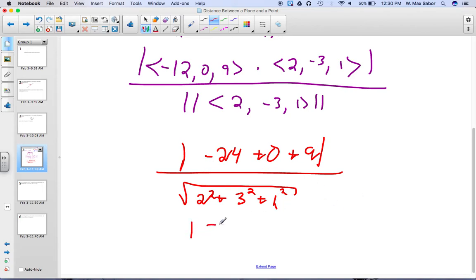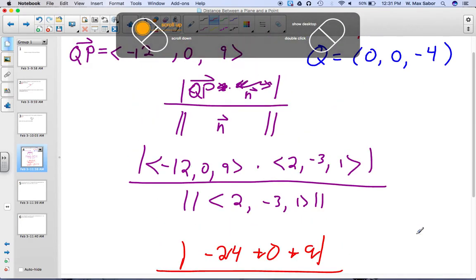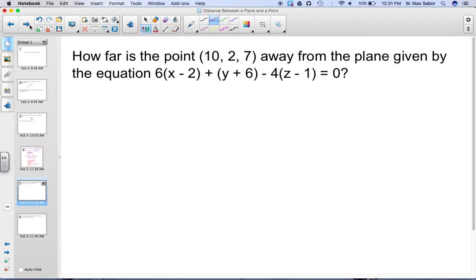And that's -24. -24 plus 9 is -15, over the square root of 4 plus 9 plus 1. So 15 over the square root of 14, and type that into a calculator. 15 divided by the square root of 14 is approximately 4.01. So that is the distance between the plane and the point.